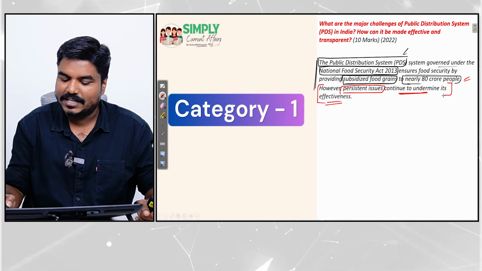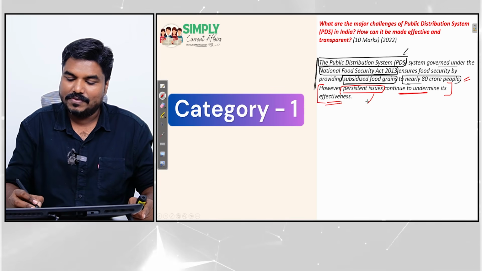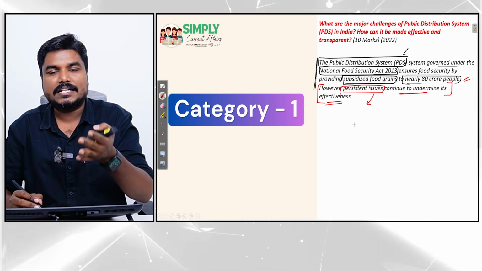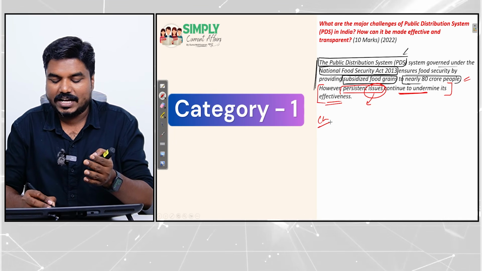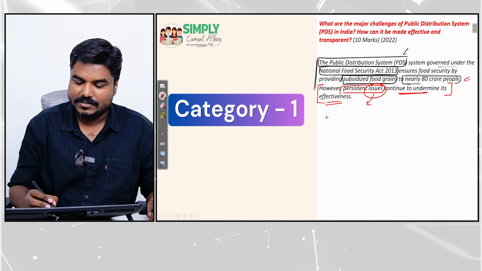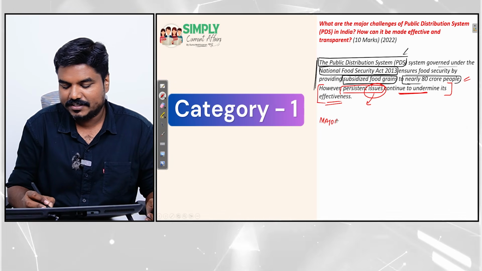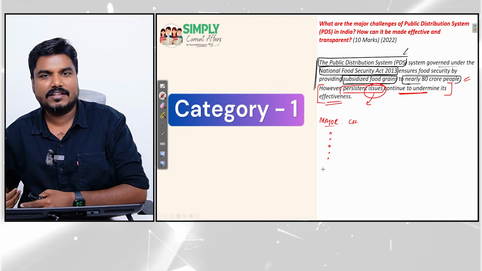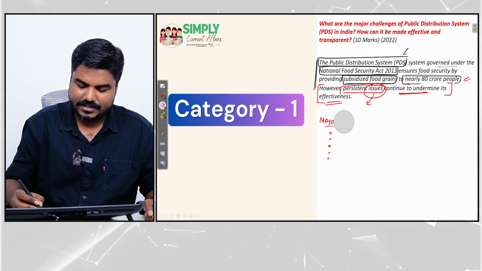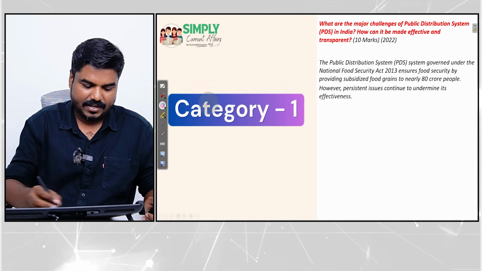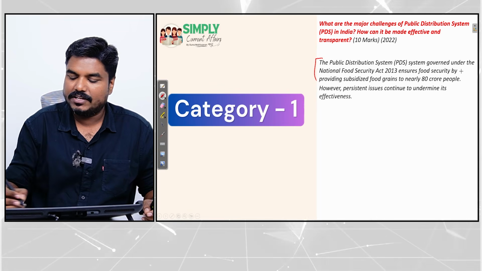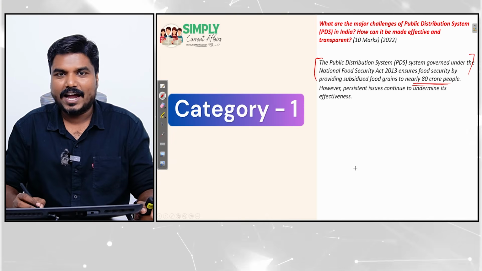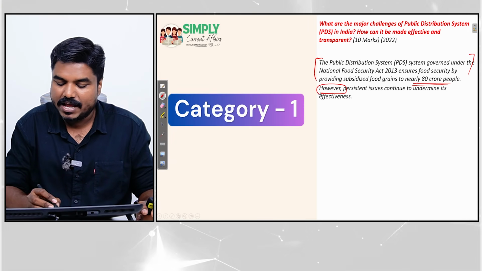Now this part is connecting to the demand. Because there is an issue, we have to make it efficient, we have to make it effective, we have to make it transparent. Why are there issues? There are some challenges. So now you can put the subheading. So what are the major challenges? You put the subheading major challenges, you give points, then you can proceed with the answer. So in this introduction, I am highlighting the context, I am highlighting the significance of this PDS, okay, and I am linking it with the demand of the question.